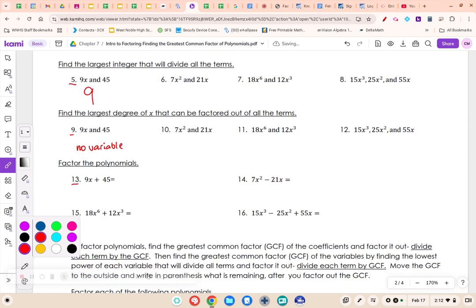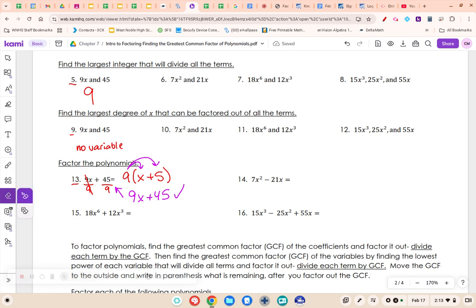Since I am taking out a 9, that's going to go outside my parentheses, and then I can think about dividing each of these terms by 9. So I'm left with x plus 5. This is the factored form. If I were to work backwards, I would distribute this back through, and I can check my answer. As long as I get back to the original, I'm good, and I do. So I'm just going to leave it in the factored form, like so.